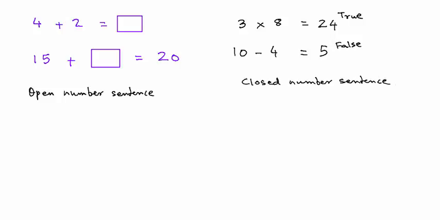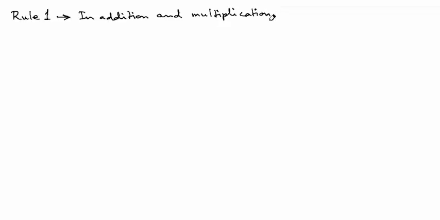Let's now talk about a few important rules that we often use in maths. And the first rule, let's call that rule 1, tells us that in addition and multiplication, the order in which we add or multiply numbers doesn't matter. So order does not matter.